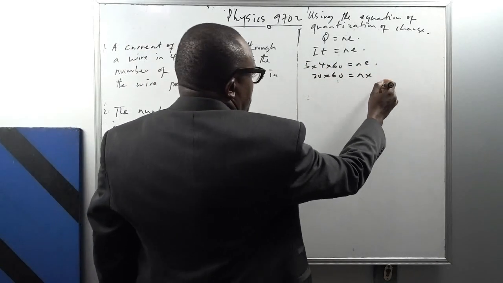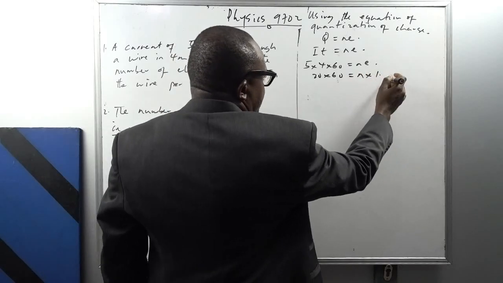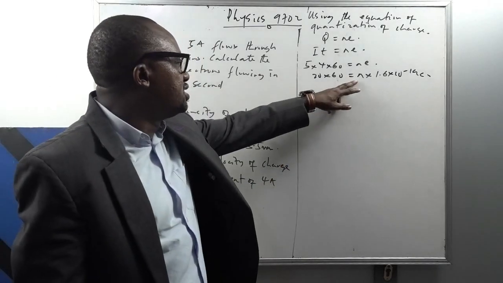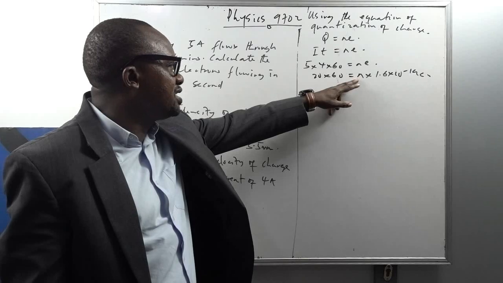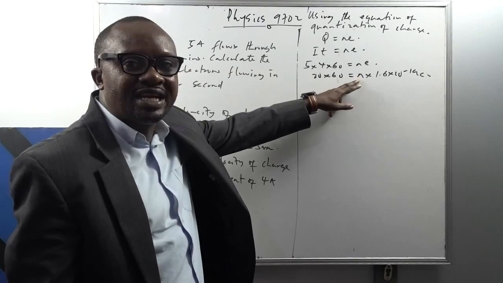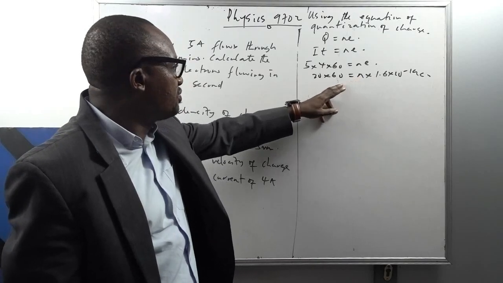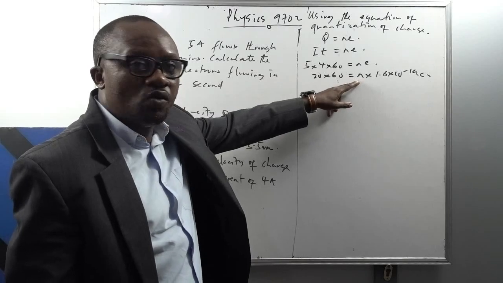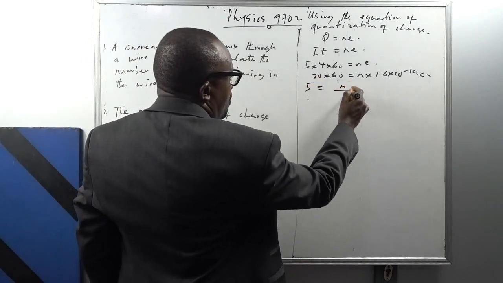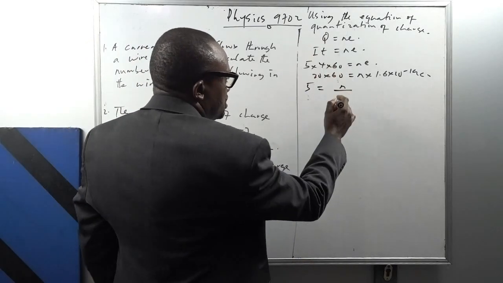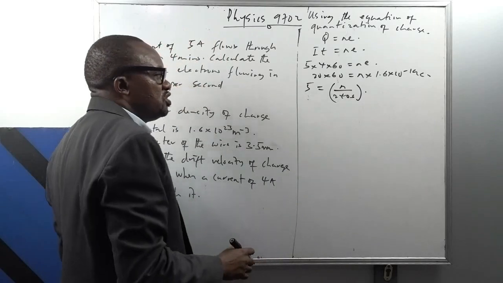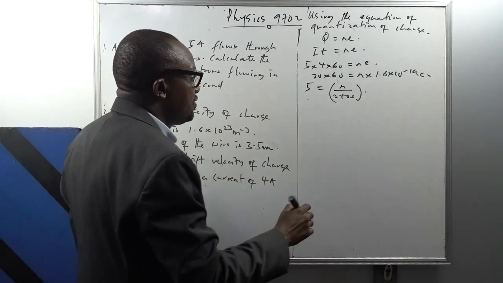What is N? N is the number of charge. E is the elementary charge, 1.6 times 10 power minus 19 coulombs. So this equation will give us the number of charge that is flowing in that wire. Is that okay now? So in order to get the number of charge flowing per second, we have to divide this by 4 minutes, which is 4 times 60. So I can say that 5 is equal to N over 4 minutes, which is 240 seconds, will give you the number of charge flowing in 1 second, over E.